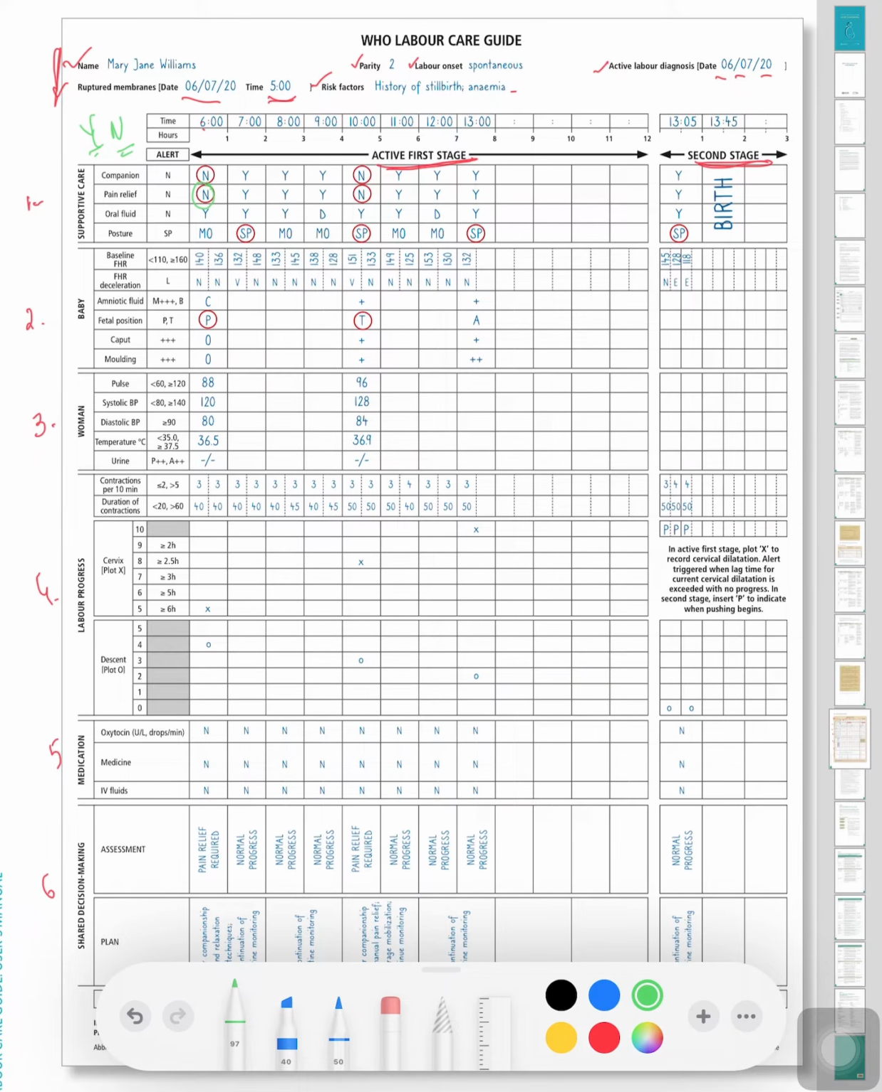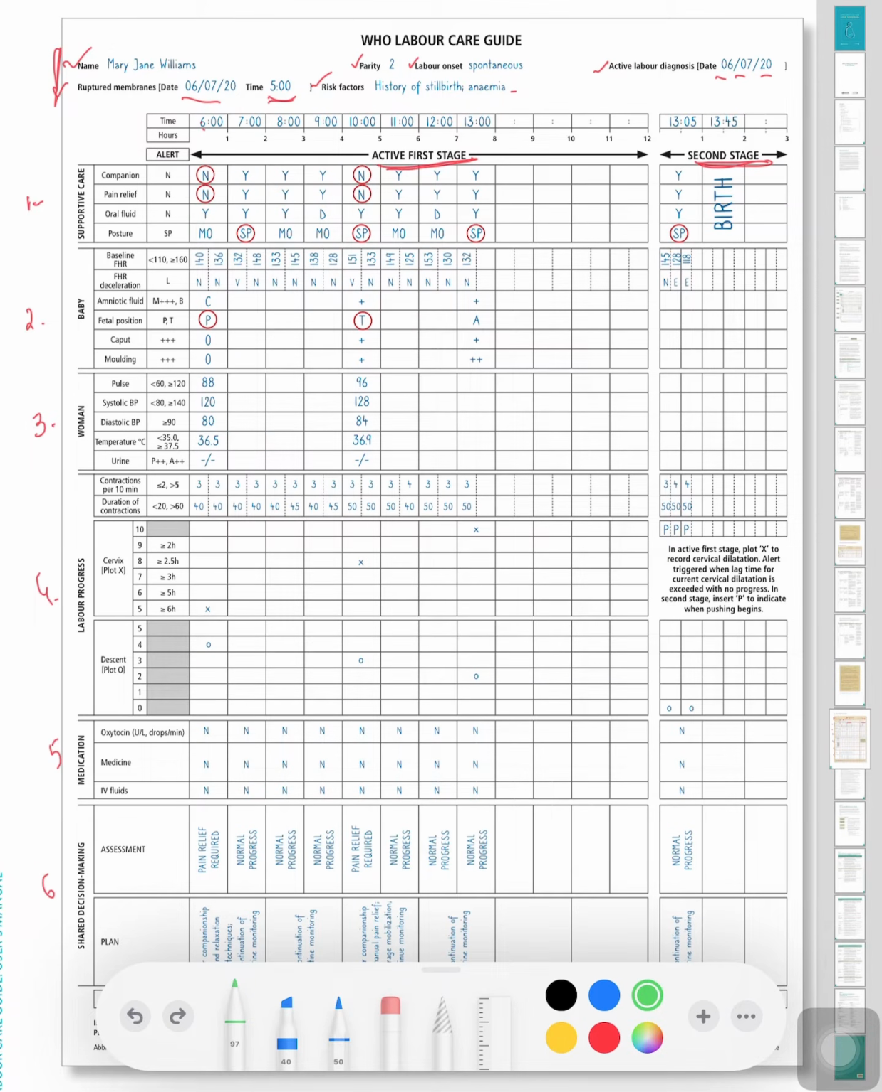So 7 o'clock she was having pain relief, we wrote a yes. 8 o'clock pain relief, yes. 9 o'clock pain relief, yes. 10 o'clock her pain started again, she did not have any relief, so we wrote N and circled it with the red pen. 11 o'clock she had relief, 12 o'clock relief, 13 o'clock relief, so we wrote Y, that is yes, yes, yes. Okay, that was about the pain relief.